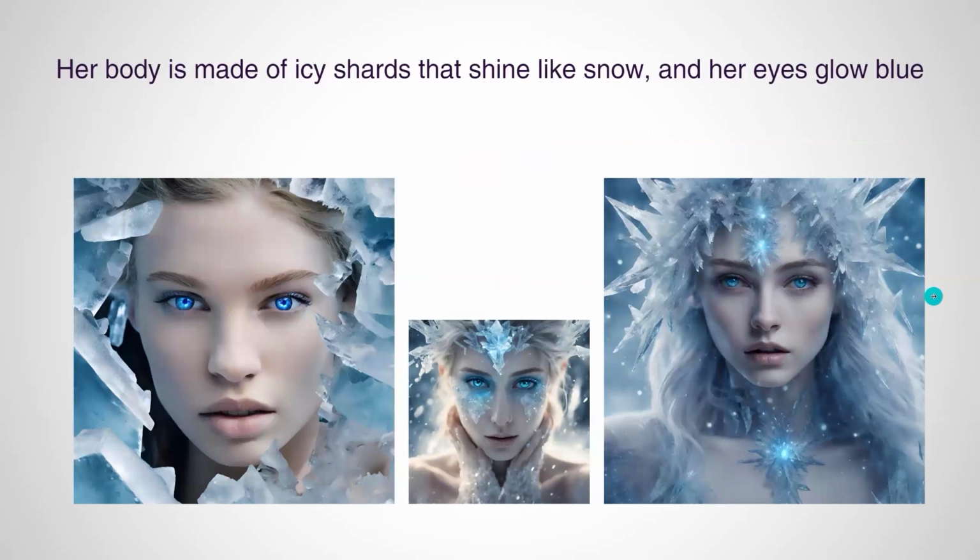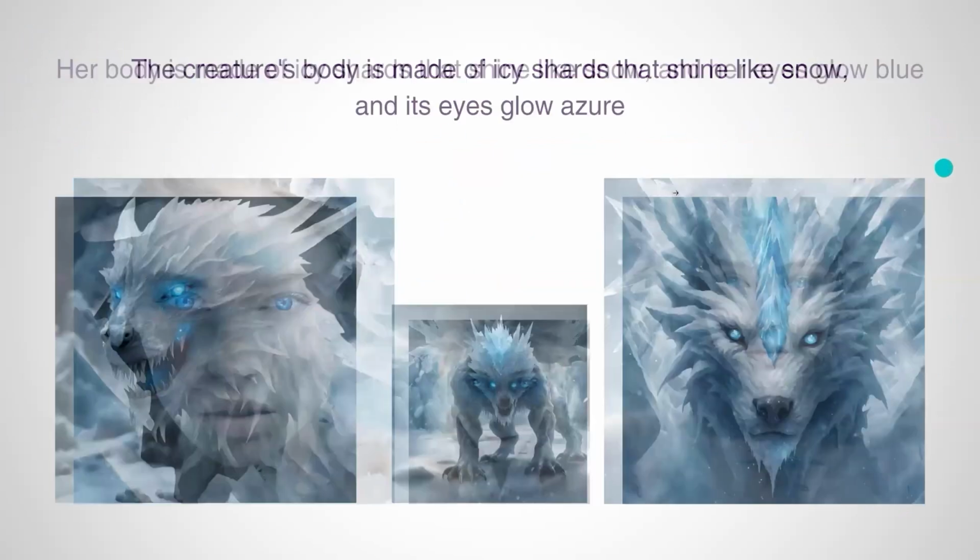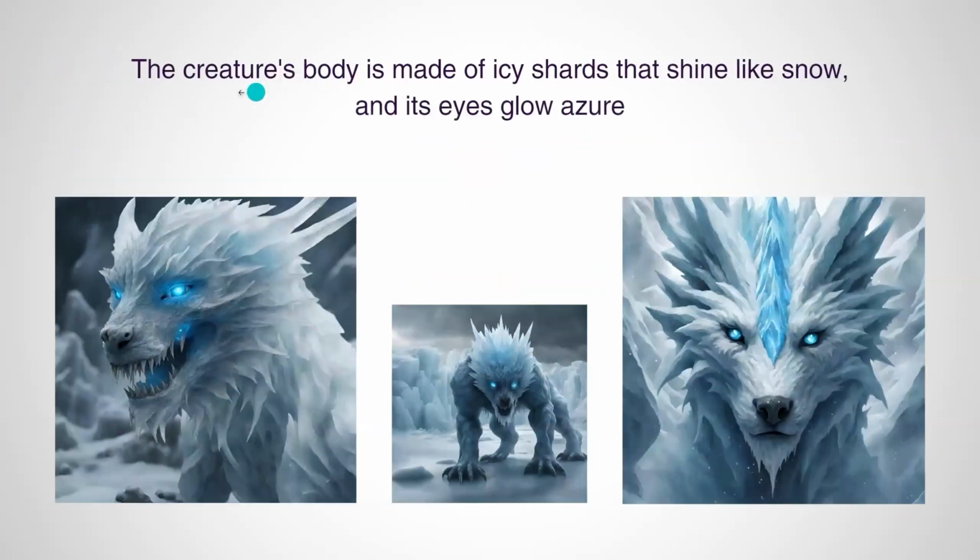I wanted mystical, supernatural beings, so I wrote this prompt and I got these photos with a woman. Then I changed just one word. Instead of her body, I wrote the creature's body, and I got mystical photos just as I wanted. It's essential to express your thoughts clearly.